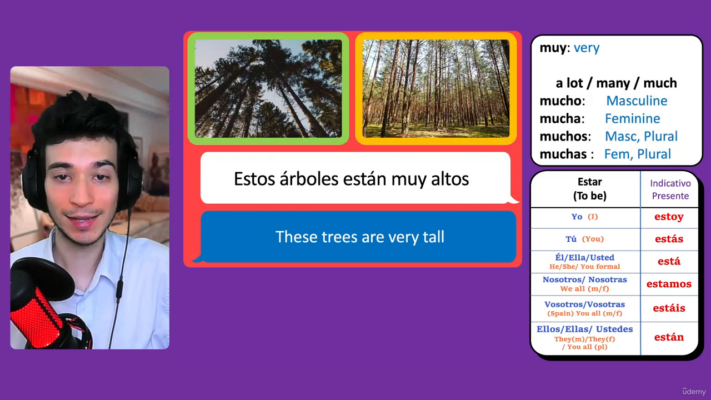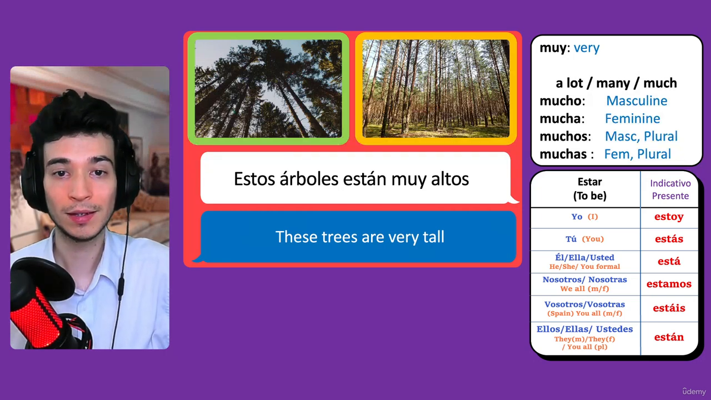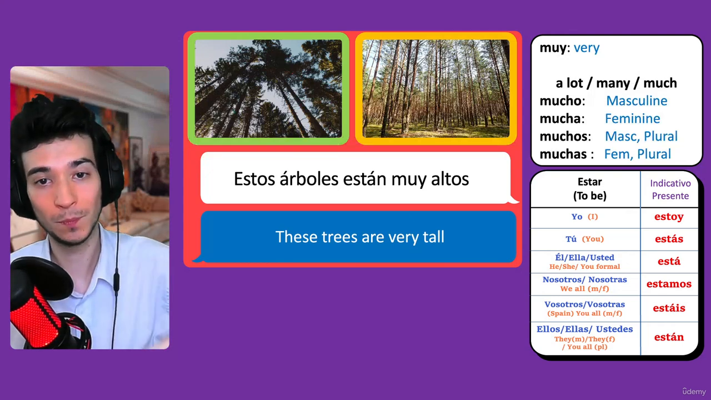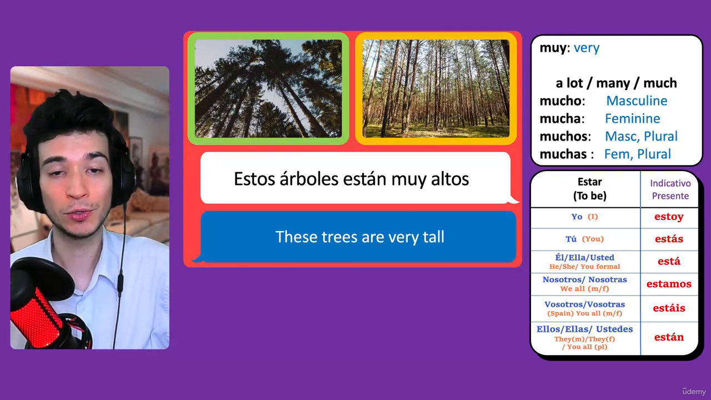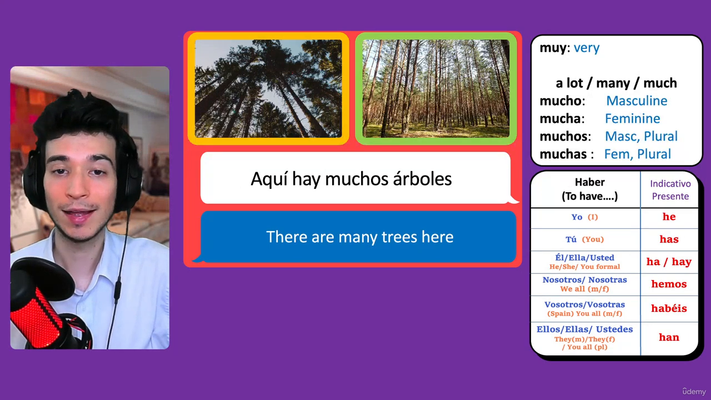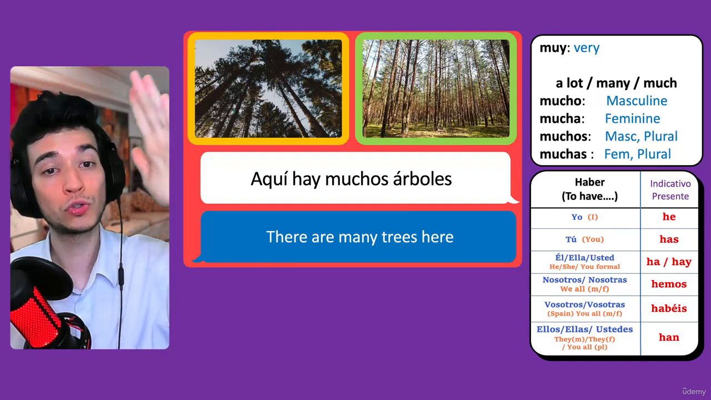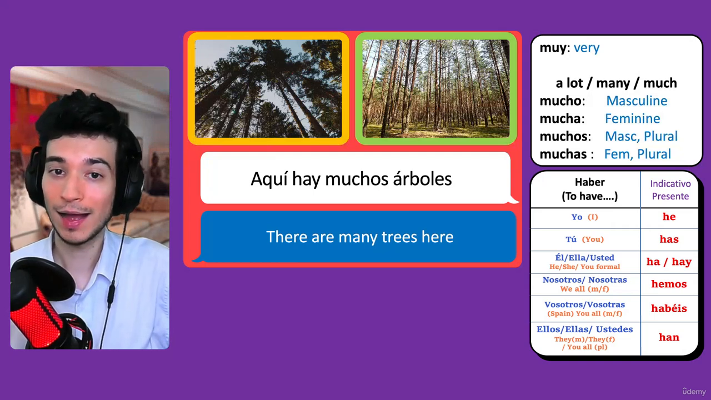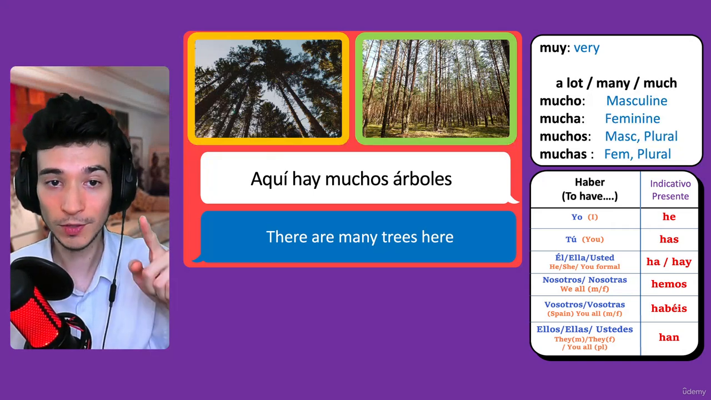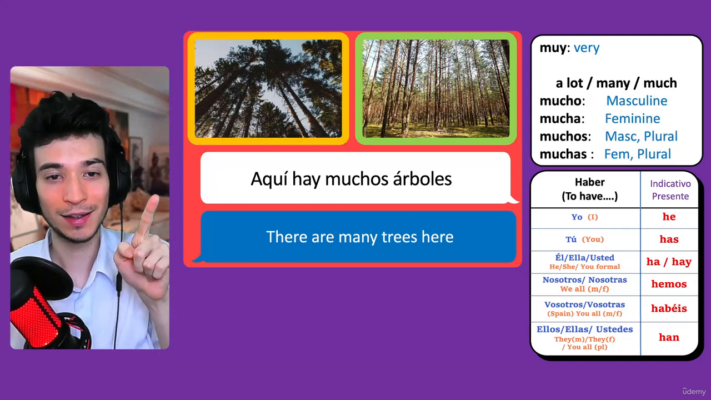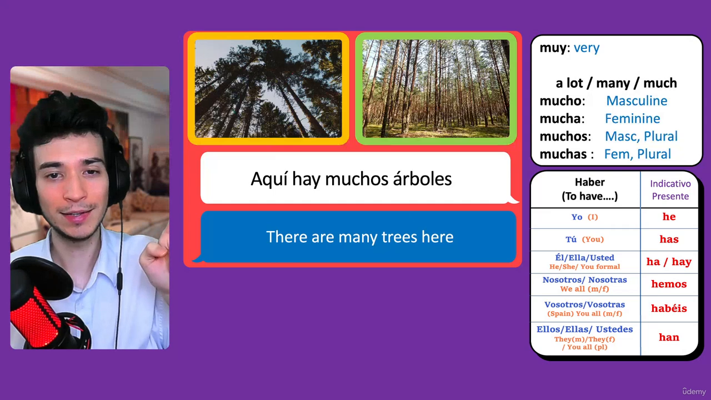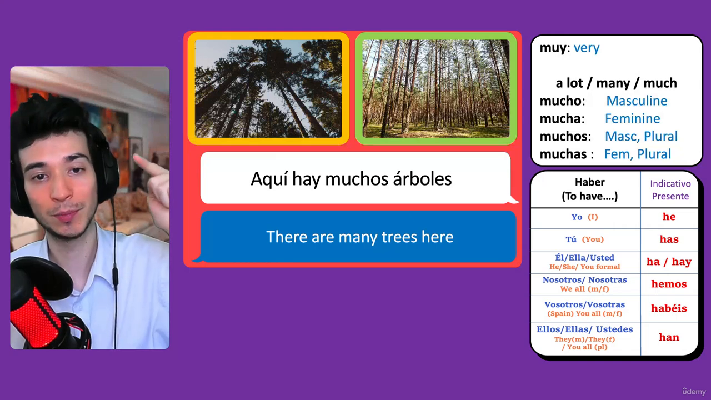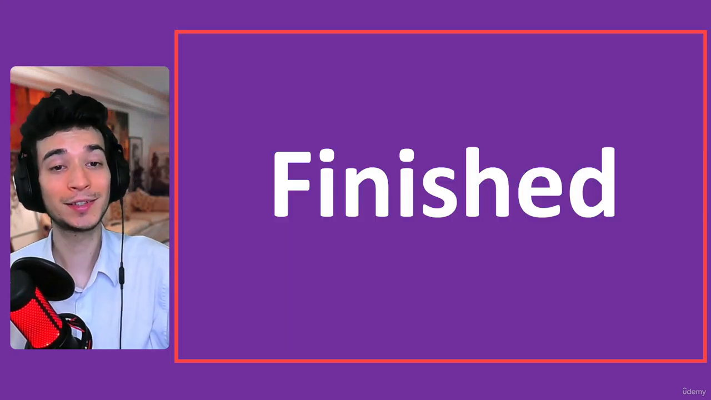And the next one: Estos árboles están muy altos. These trees are very tall. And the next example: Aquí hay muchos árboles. There are many trees here. In Spanish we start with aquí, here, and in English you put it at the end. In Spanish it's at the beginning.